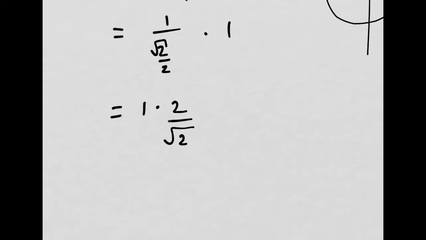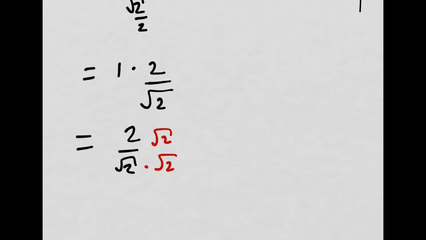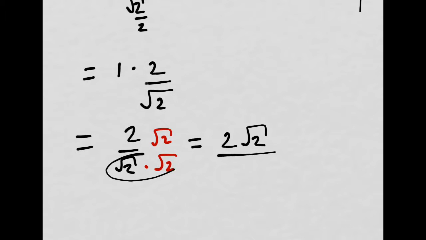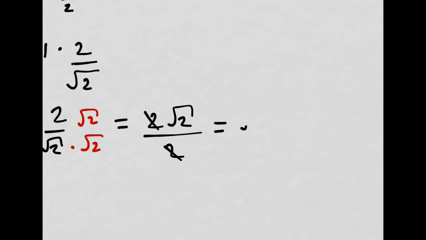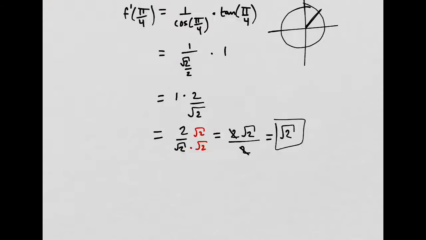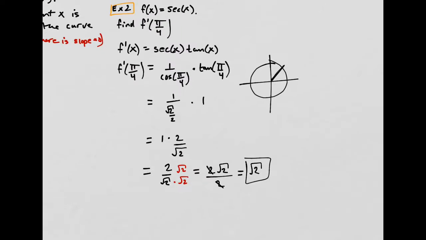Okay, so that's the same thing as 2 over root 2. In the Khan Academy answers, they're probably going to rationalize the denominator. And then we will get 2 root 2 over, square root of 2 times the square root of 2 is just 2. So that cancels. We get the square root of 2 is our answer. That's the slope. I'm going to be done now. Maybe part 2 coming up in a moment.